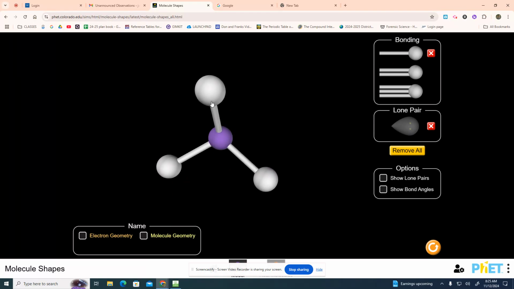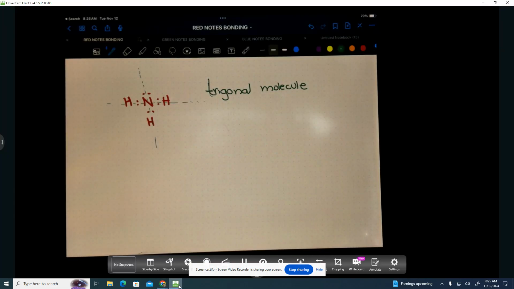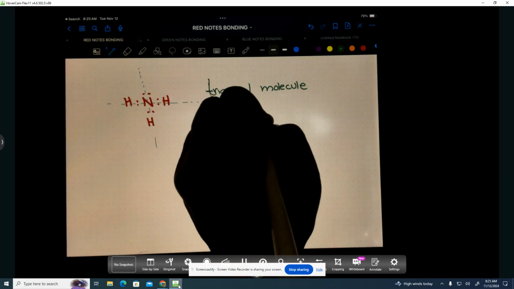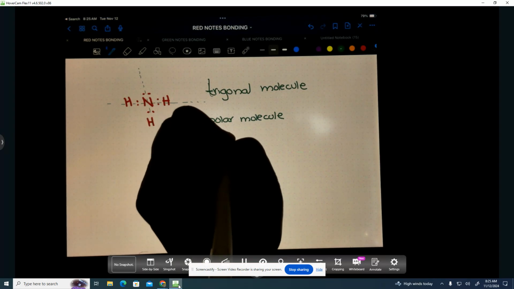All right, what shape is this molecule? Let's look at it. What does it look like to you? Say it again, louder. Triangle. Good. This is called a trigonal. It's a fancy way of saying triangle. Trigonal molecule. It is trigonal. Ammonia is trigonal. It is also a polar molecule, and it has polar covalent bonds.